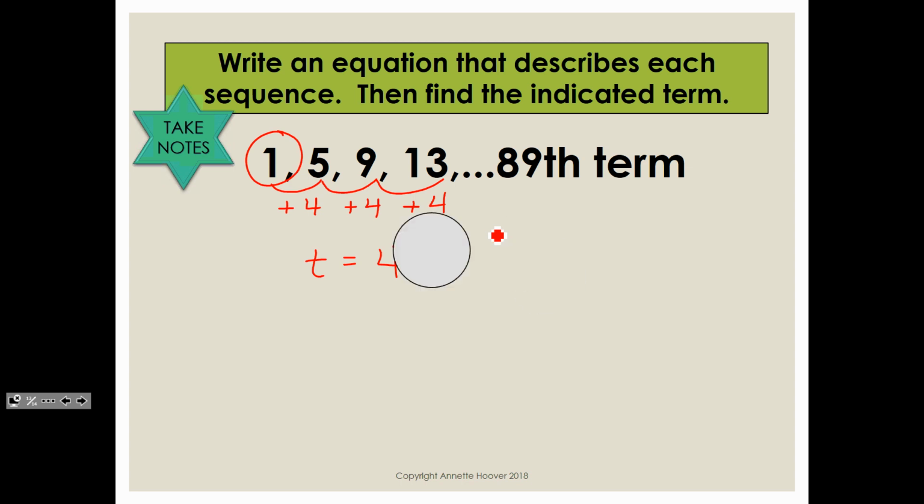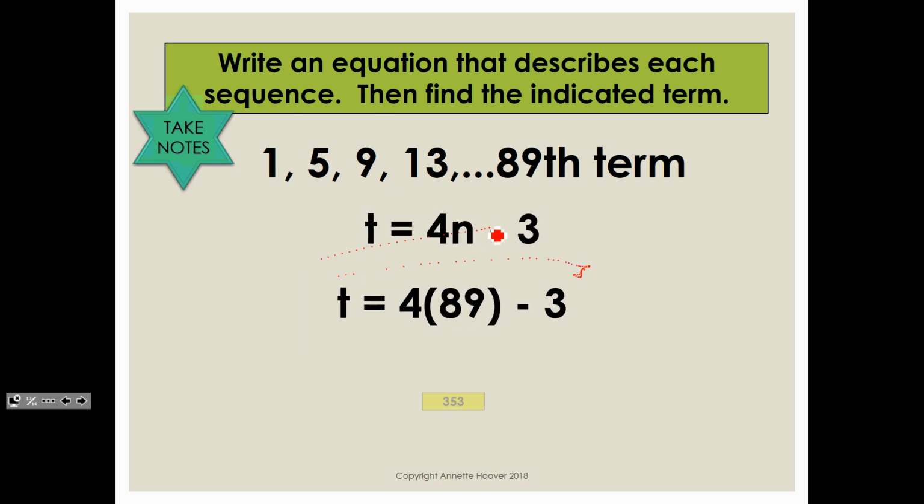Now that we have our equation, we're going to plug it in, and the number would be 353. It's a lot easier to use this equation than go plus 4, plus 4, plus 4, 89 times.